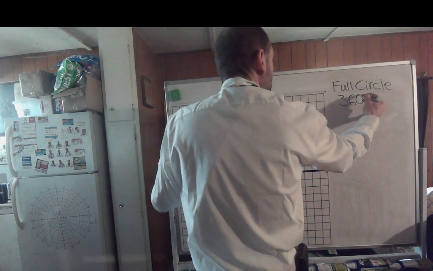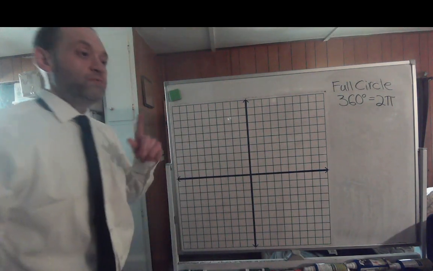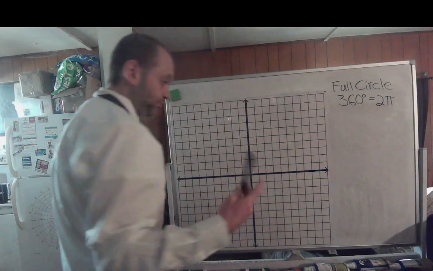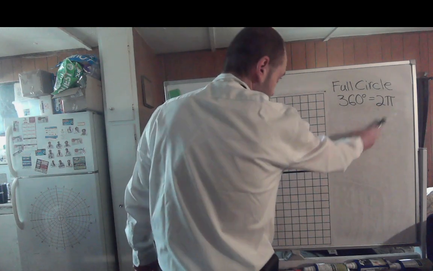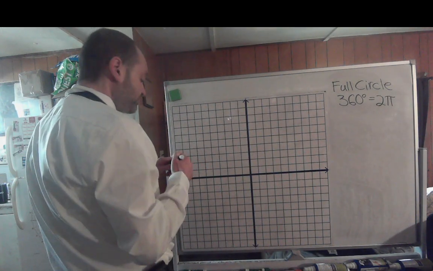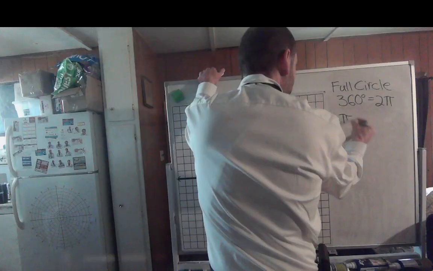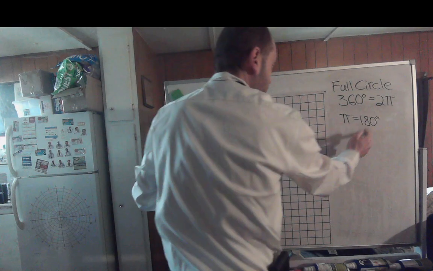So a full circle, we know a full circle is 360 degrees, right? Well, 360 degrees is the same as 2 pi, because when you find the circumference of a circle, which is your perimeter, you're taking 2 pi. So a full circle is 360 degrees, which is 2 pi. Well, that means that half a circle, pi equals 180 degrees. So pi equals 180, right? You divide both by 2.